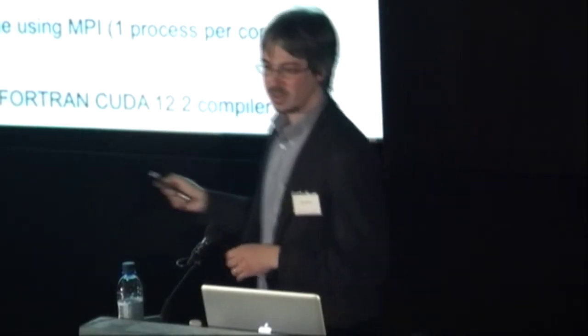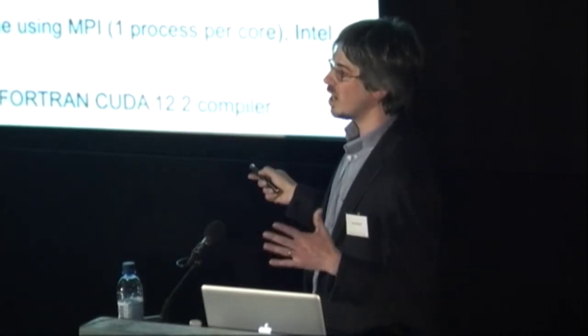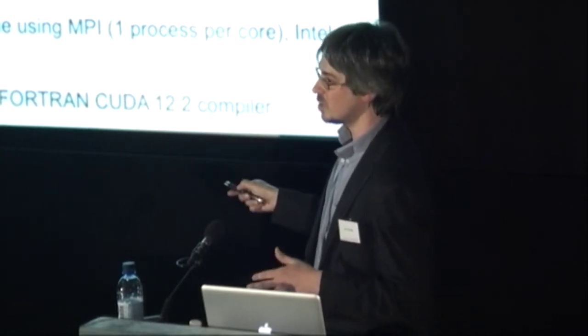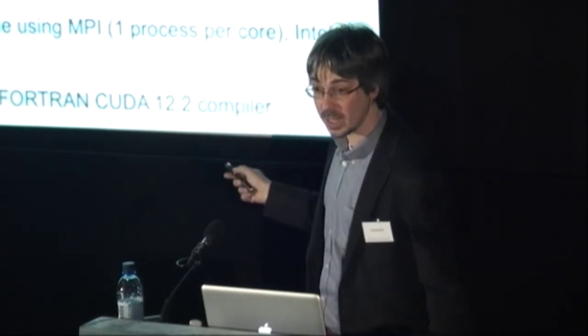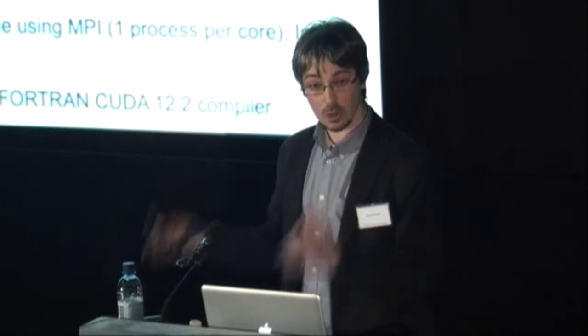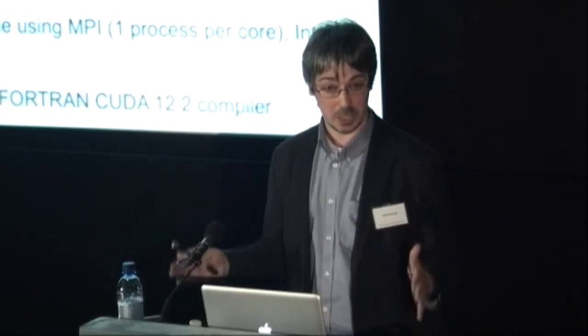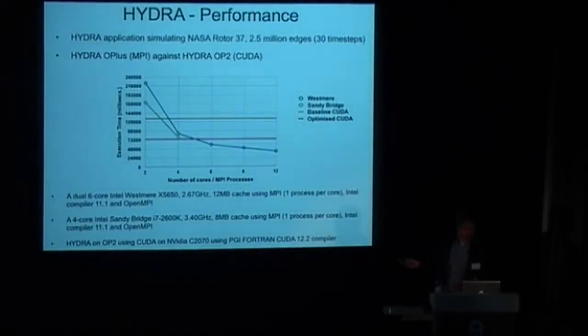Again, I forgot to tell you before: usually in my graphs, smaller is better, so low is better, okay? So we are comparing here the scaling of Hydra using OPlus, the old implementation, on MPI, on a single node with 2 CPUs, against Hydra executing straight lines on the GPU. The GPU is an NVIDIA C2070. The two CPUs are 2 Intel Westmere with 6 cores each, so we use up to 12 processes here, and a Sandy Bridge with 4 cores.